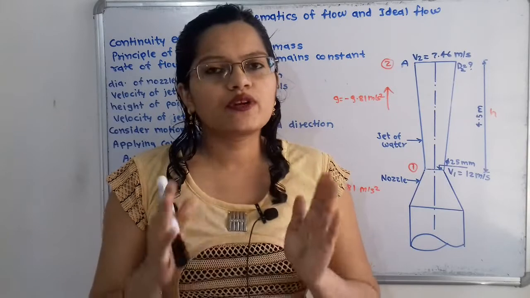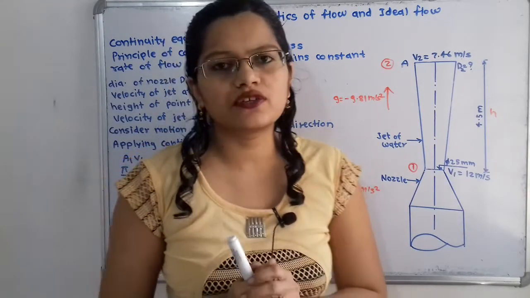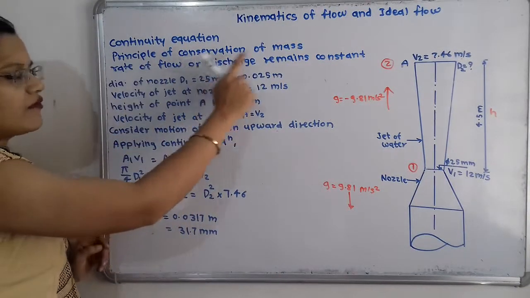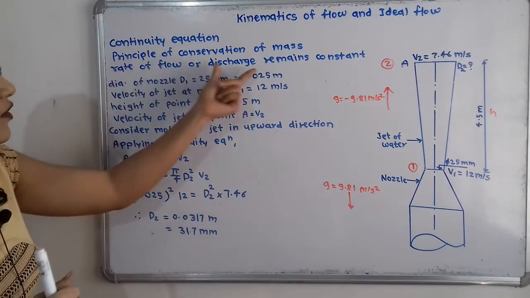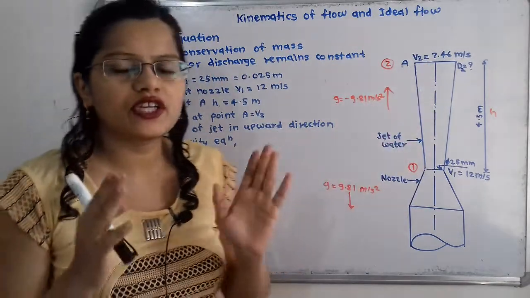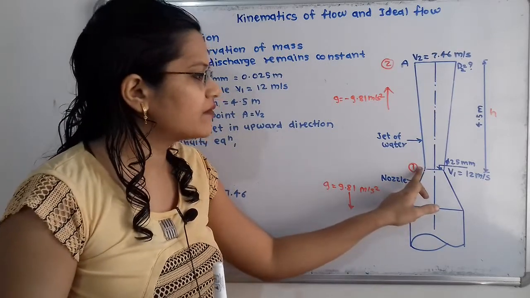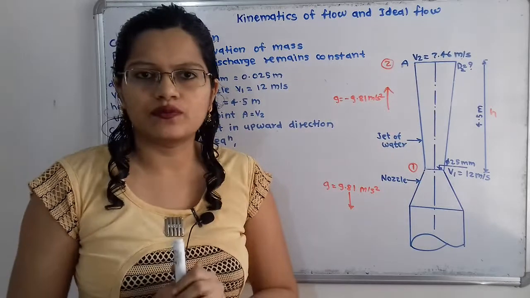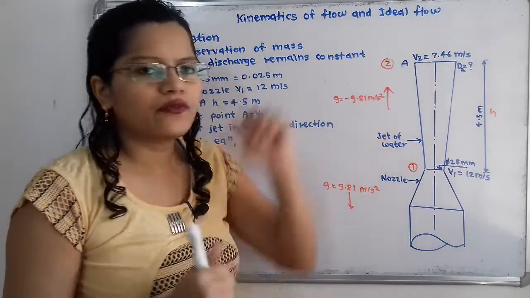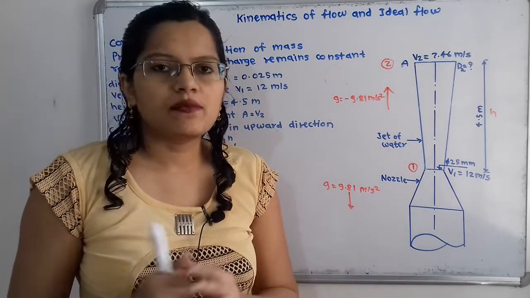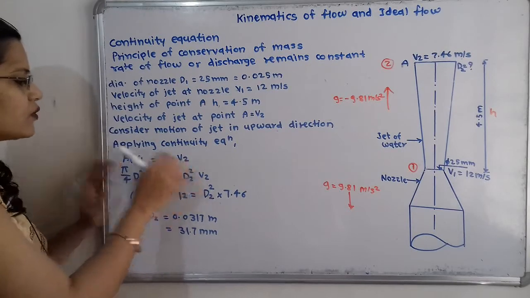We know that the rate of flow or discharge remains the same. So what is the continuity equation? That is the principle of conservation of mass. So we will keep the rate of flow or discharge constant, and Q is equal to A into V. So at point 1 we will say A1 V1, which is equal to A2 V2. So we have to find out the area with the help of diameter. So how can we write it? A1 V1 is equal to A2 V2.